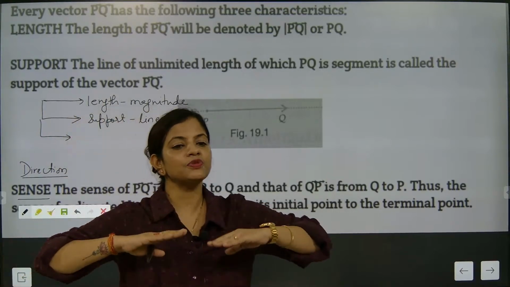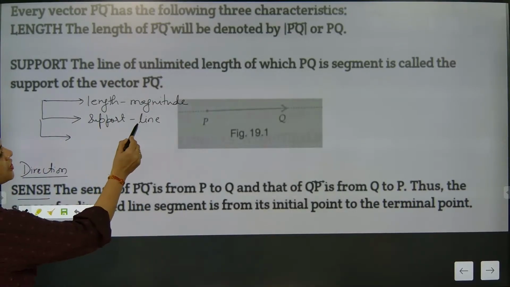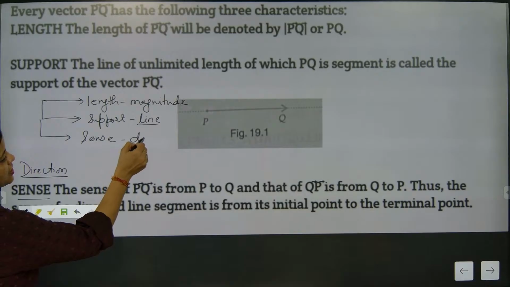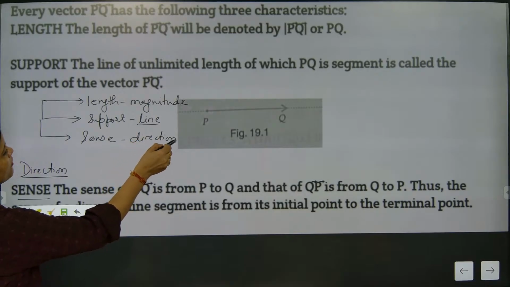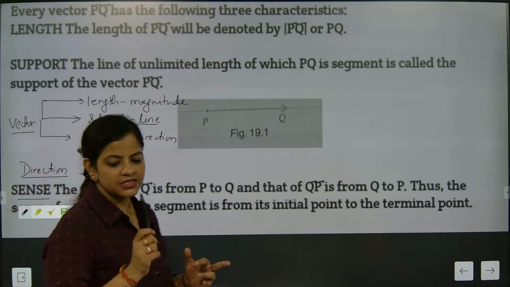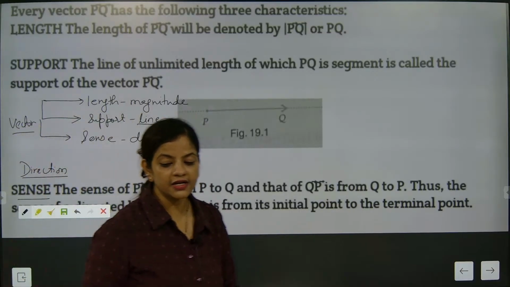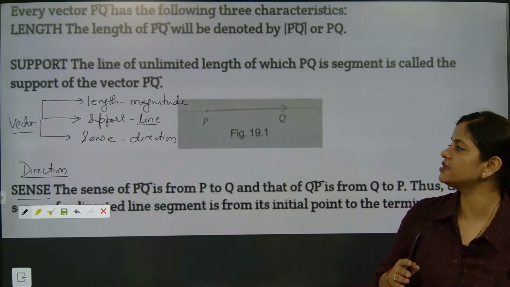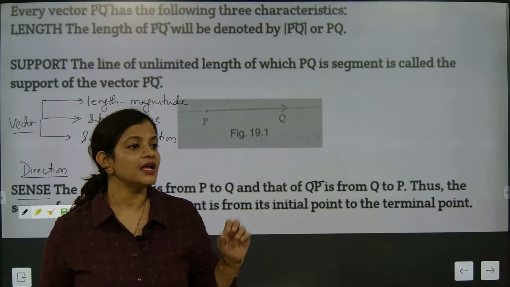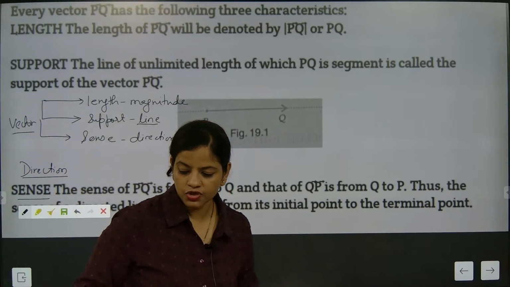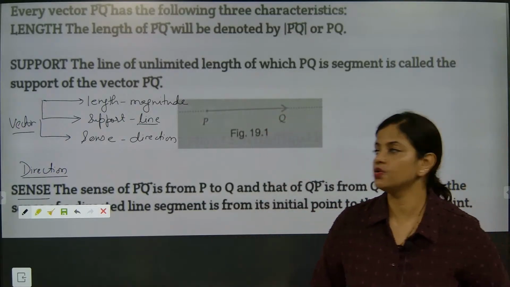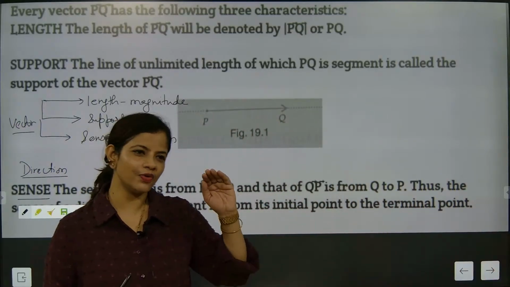Now look here. Support is a line, and sense is direction. The entire concept of vector depends on three important parts: length, sense, and support. Length means magnitude, support means line, and sense means direction. These are the three important points to be noted. I hope you have understood. So vector point one is clear now.